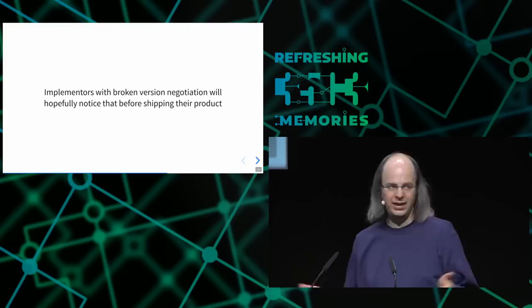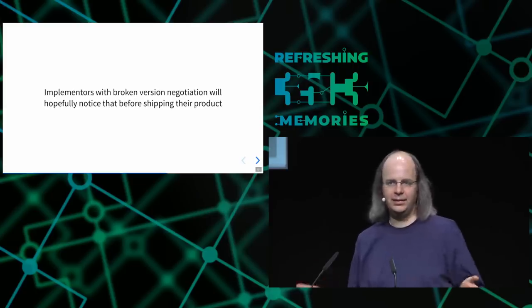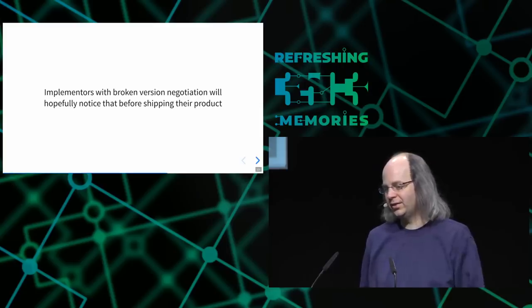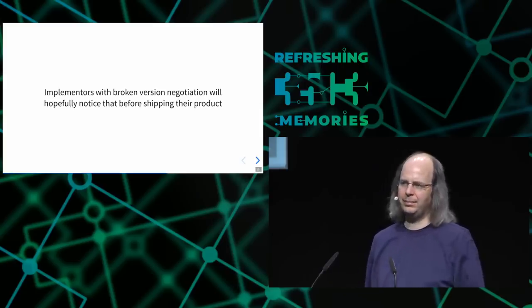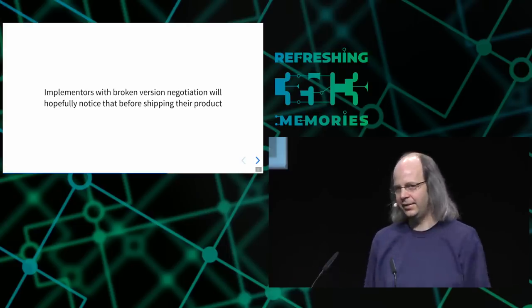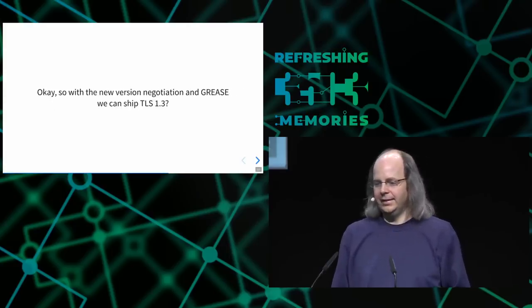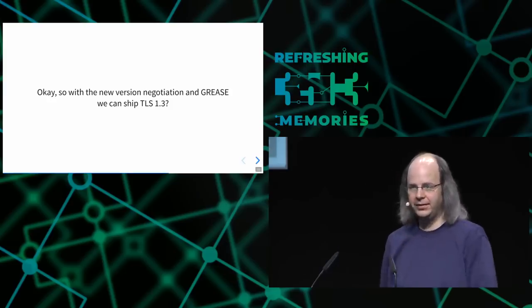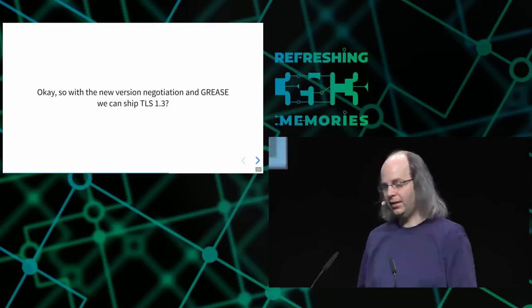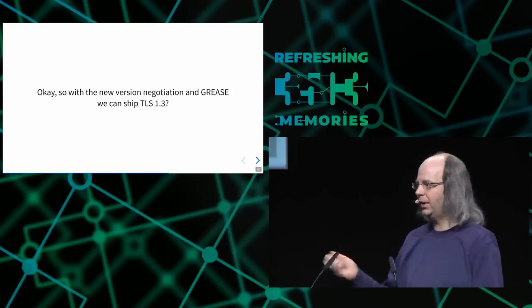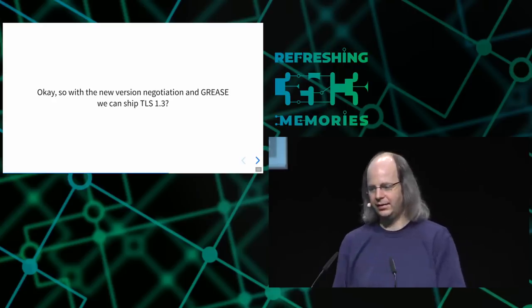So the hope here is if enterprise vendors implement a broken version negotiation, they will hopefully notice that before they ship the product, and then it can no longer be updated, because that's how the internet works. Okay, so we have this new version negotiation mechanism. We no longer need these downgrades, and we have this grease mechanism to make it future-proof. So now we can ship TLS 1.3, right?